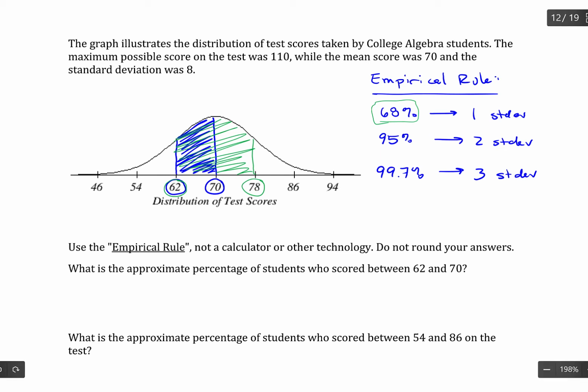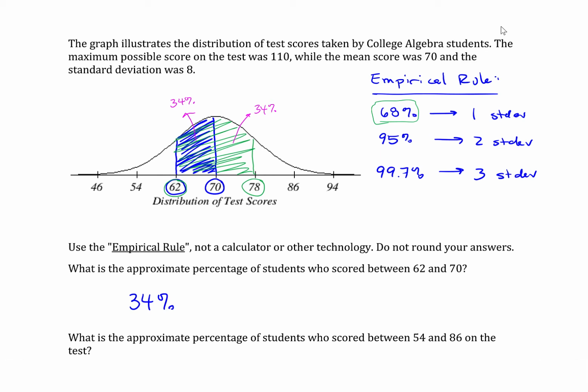But what's not really being said is, because this distribution is symmetric, we can also assume that the area on the left-hand side of the mean is just half of that, and the area on the right-hand side. Those are both 34%, which is half of the 68. And that's just due to the symmetry of the distribution. So the percentage of students who will score between 62 and 70 would be 34%.